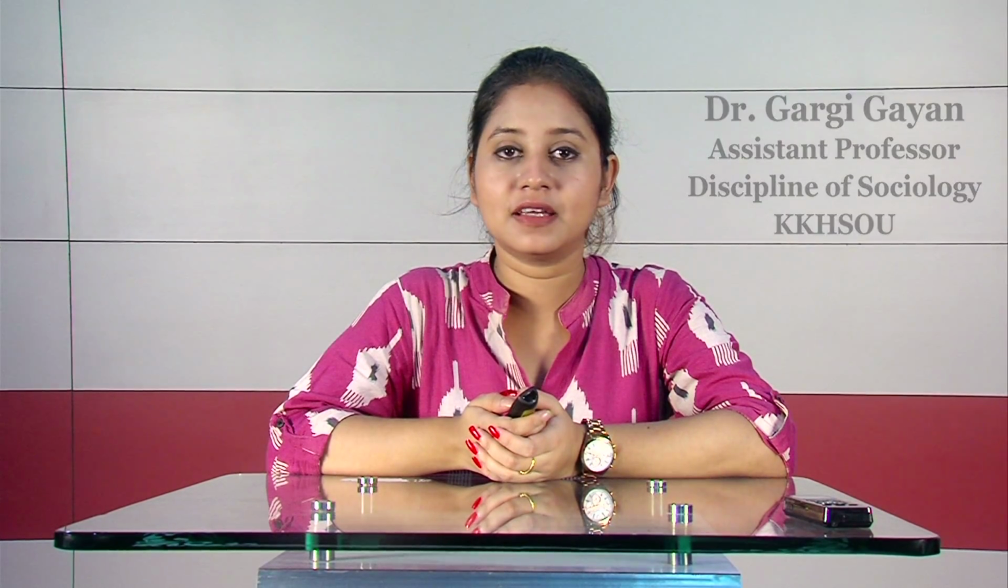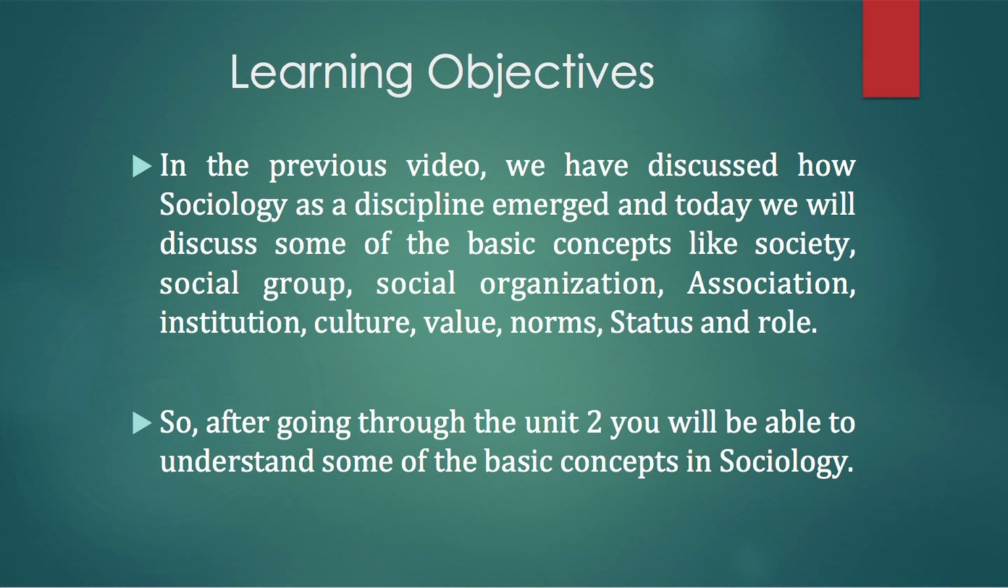Today we will discuss Unit 2 of the paper Sociology: An Introduction, which is meant for the MA first semester. In the previous video, we discussed how sociology as a discipline emerged, and today we will discuss some of the basic concepts like society, social group, social organization, association, institution, culture, value, norms, status, and role. After going through Unit 2, you will be able to understand these basic concepts in sociology.